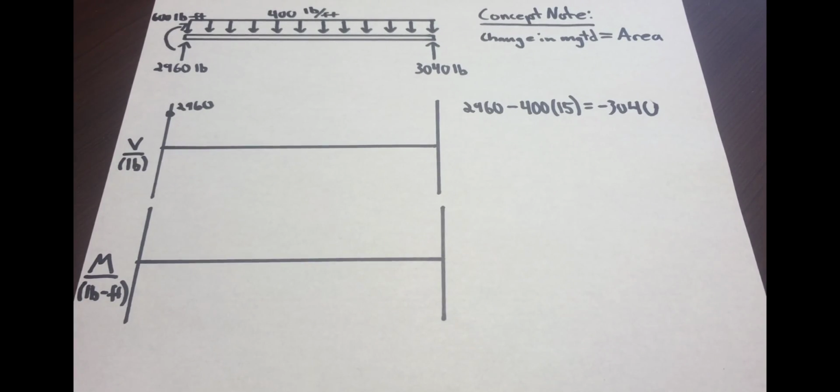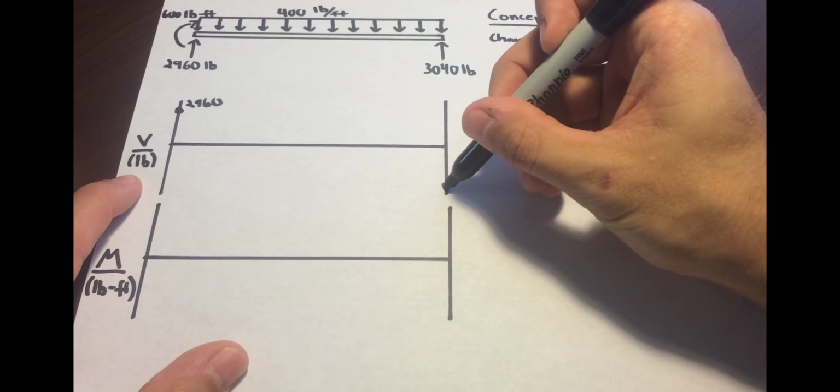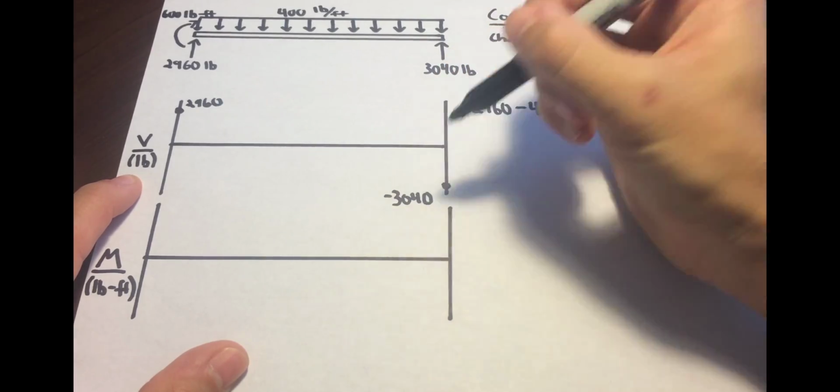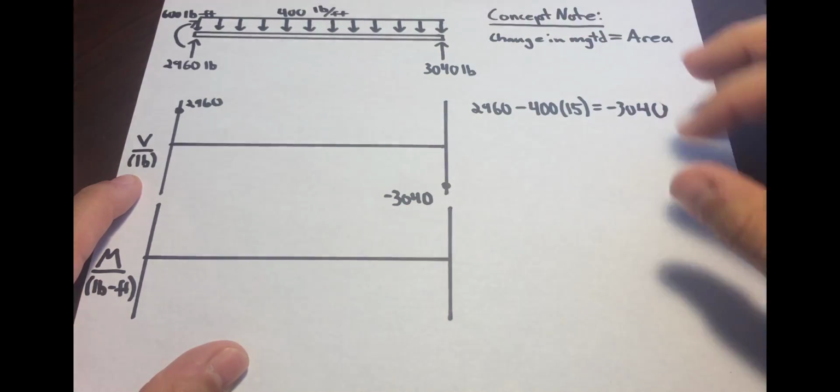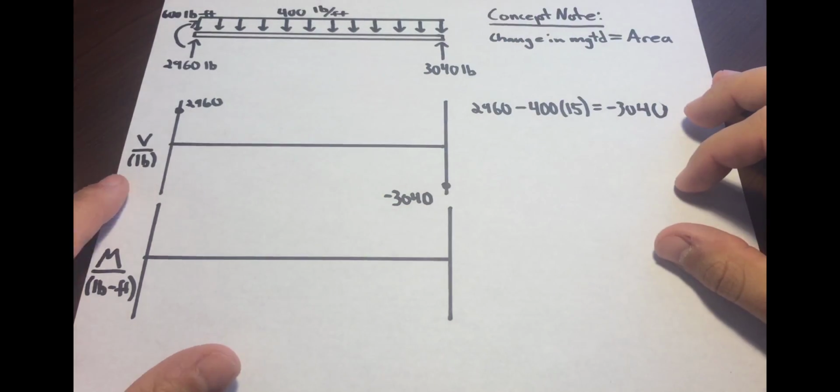A key concept to remember when drawing these diagrams is that a change in magnitude will equal the area of a previous diagram. The shear on the right side of the diagram checks out because it matches with the vertical force at point B.